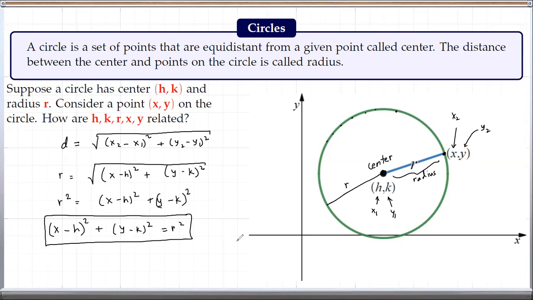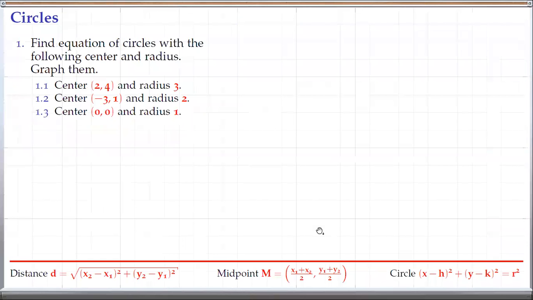All right, so next let's look at some examples. Let's find the equation of circles with the following center and radius and graph them. For the first one, we have center (2, 4). So that means (h, k) is simply (2, 4), and the radius is 3. So r equals 3.